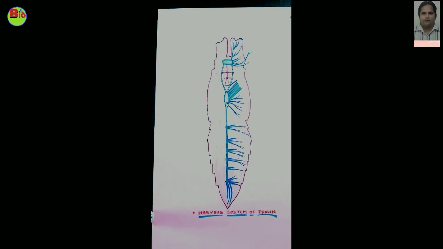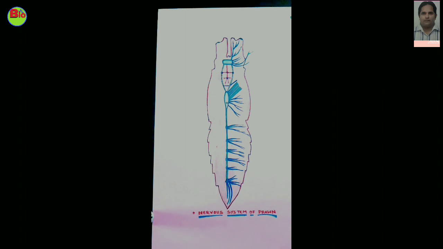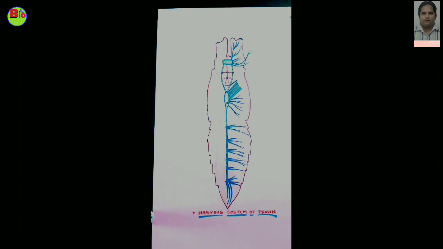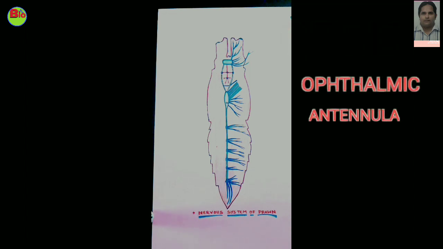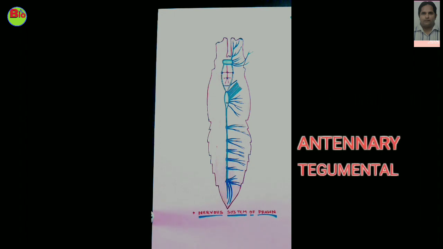Now if we talk about the peripheral nervous system, it consists of paired nerves that arise from various parts of the central nervous system and innervate the body parts. First of all, 5 pairs of nerves arise from the brain, and these are optic, ophthalmic, antennulary, antennary, and tegumental.